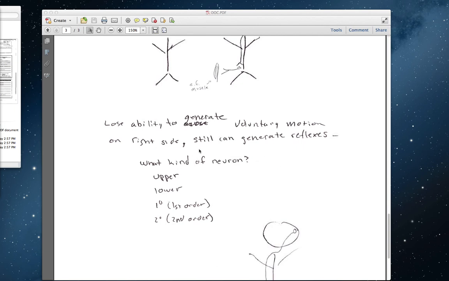You can still generate reflexes. What kind of neuron is involved here? I could have asked which side, left, right, etc. But I wanted to show you how to set this up, and I wanted to emphasize this part: upper, lower, first order, secondary, primary, secondary, tertiary. I could have added more. But you want to be able to ask that kind of neuron. This question gets at a lot of different things and a lot of different types of problems. Let's take a look.